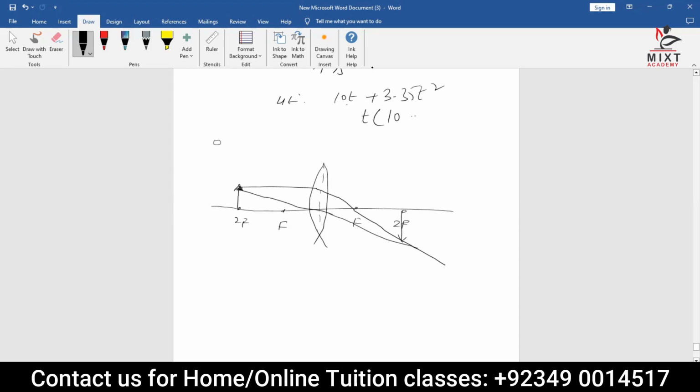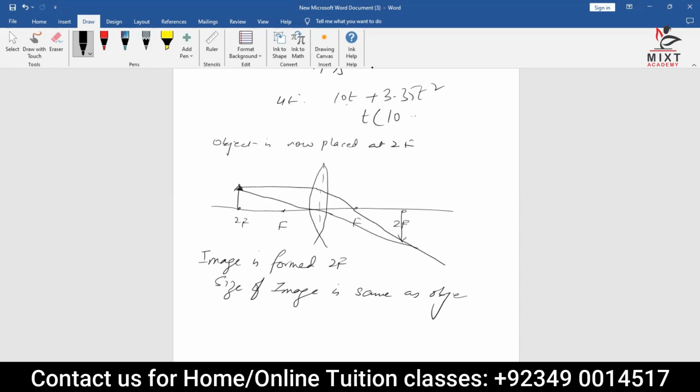If you see, the object is now placed at 2f. When the object is placed at 2f, the image is formed at 2f as well. The size of the image is the same as the size of the object. Image is real and inverted.